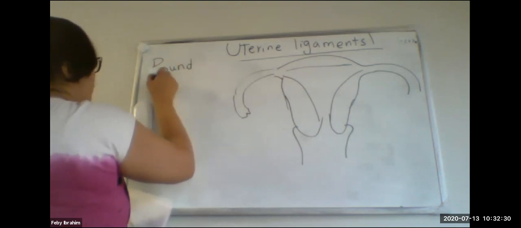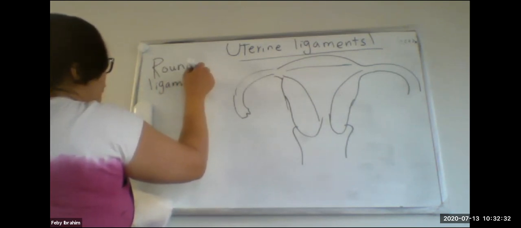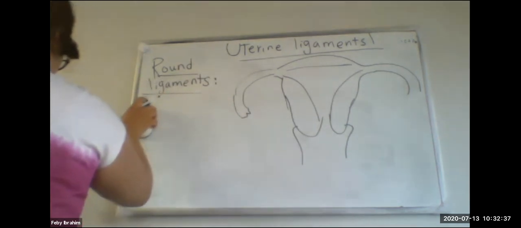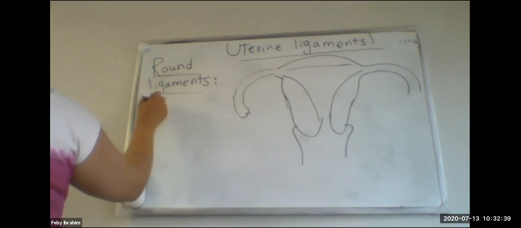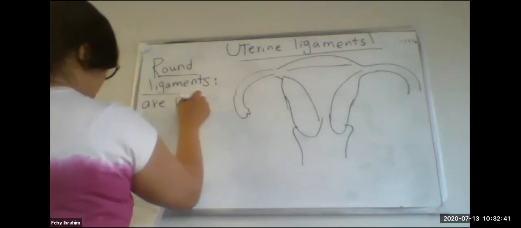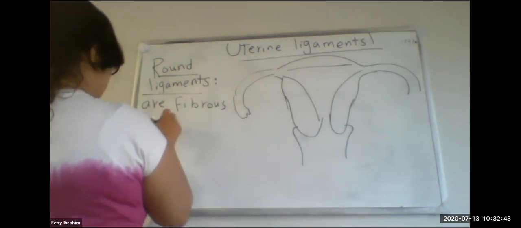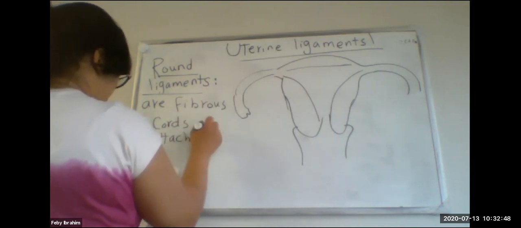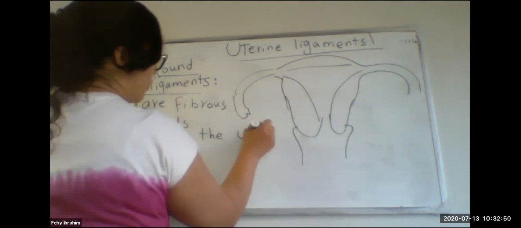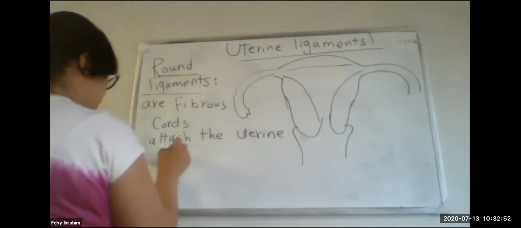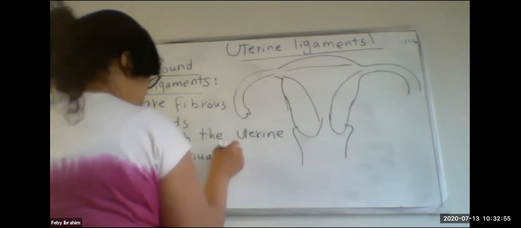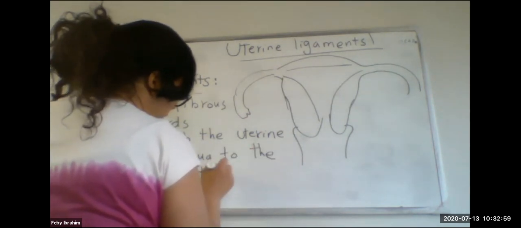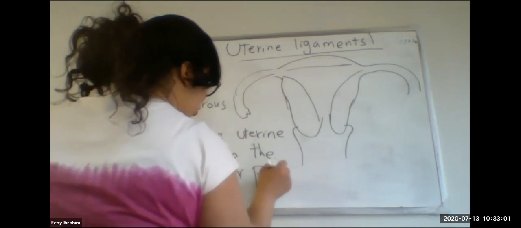Round ligament. Round ligaments are fibrous cords that attach the uterine cornua to the anterior pelvic wall.